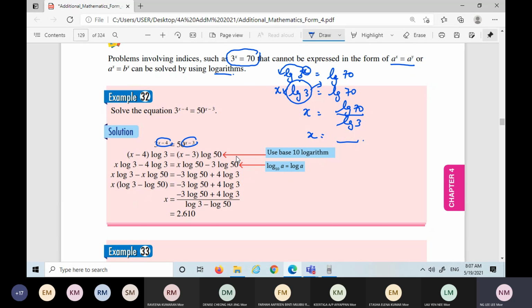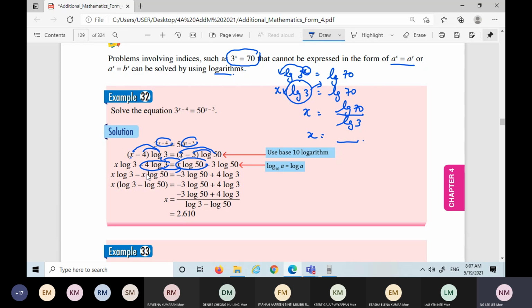This one is more complicated, because here you have x, and here you also have x. So what you are going to do next is expand it. So x times log 3 minus 4 log 3, and on the right hand side x times log 50 minus 3 times log 50. Then you group the terms with x. This term you move to this side, and this term you move to the right hand side. So positive becomes negative, and negative becomes positive.